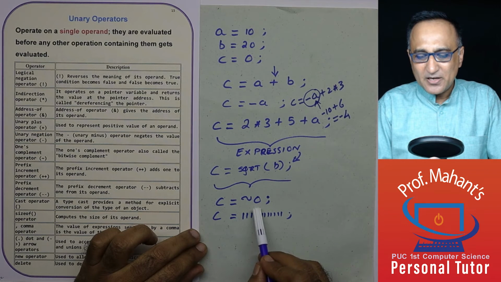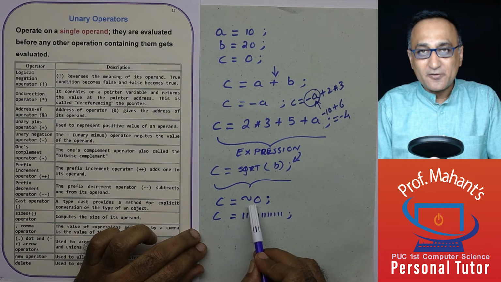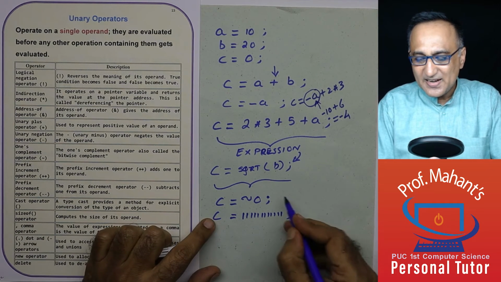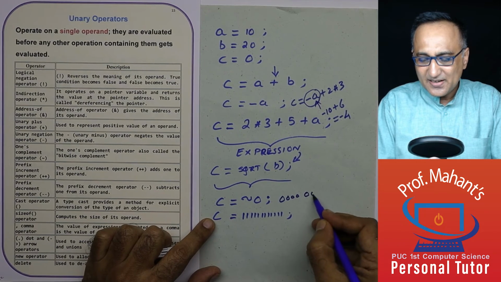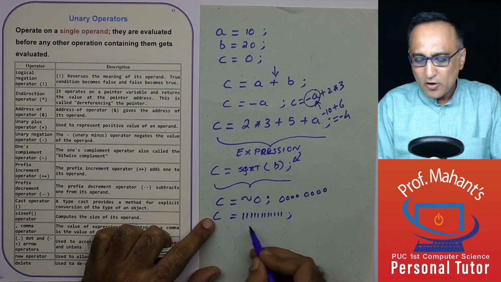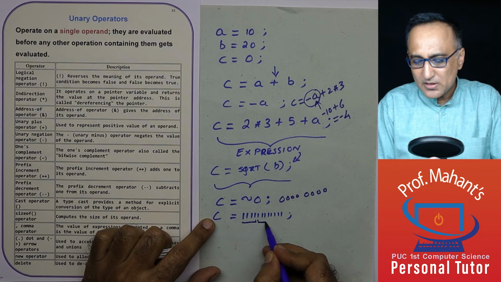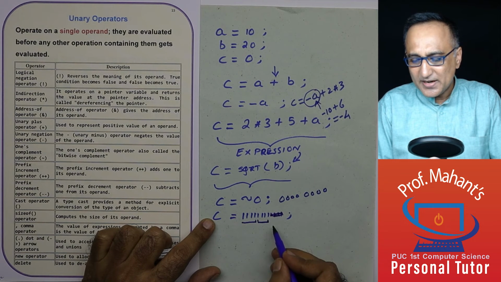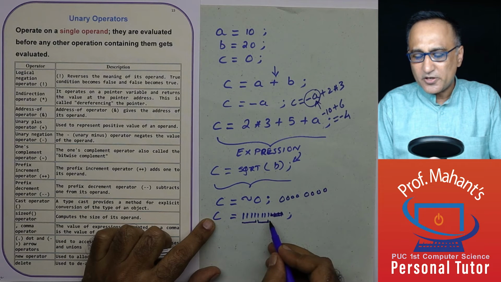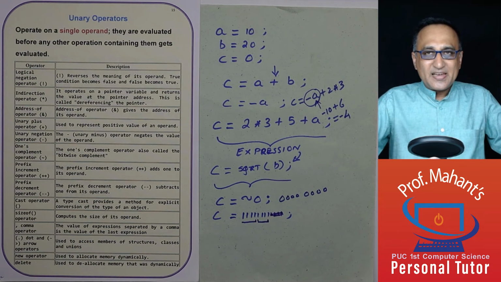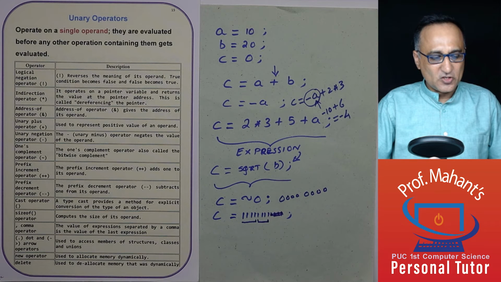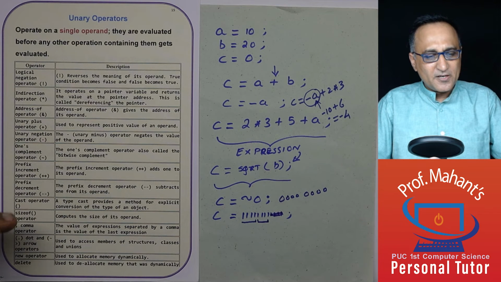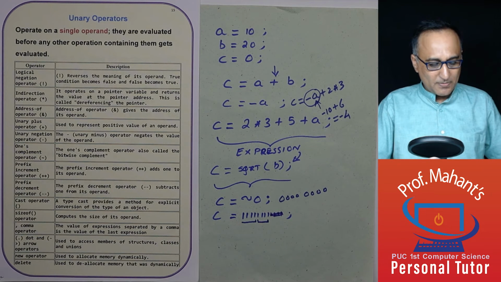Suppose this is a decimal number 0. If I do the complement of it, suppose this is represented as 8 bits, so it will be represented as 8 zeros. When I do a complement, all of these 8 bits will get converted into ones. Complement means make 0 as 1 and 1 as 0. So you have a number of different unary operators. The more important ones of them are the prefix increment, the prefix decrement, postfix increment and postfix decrement. We shall talk about them now.